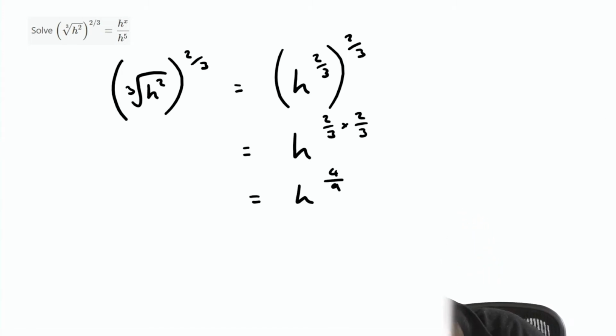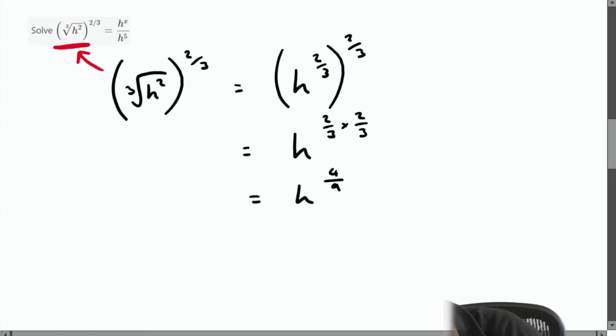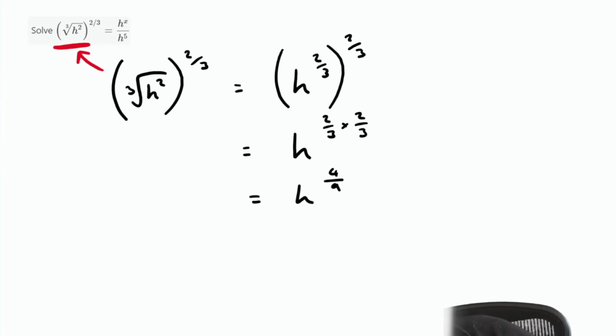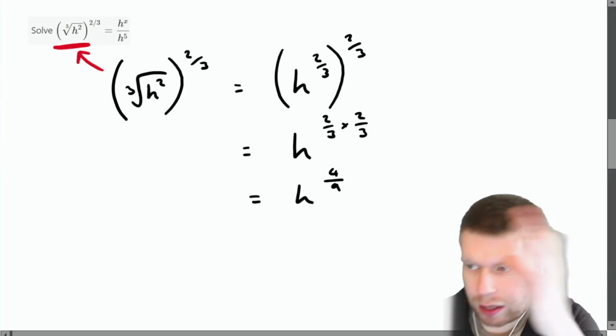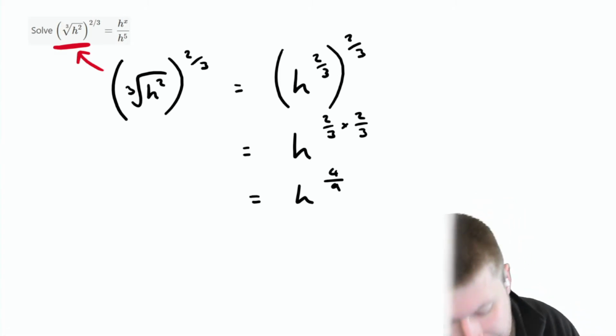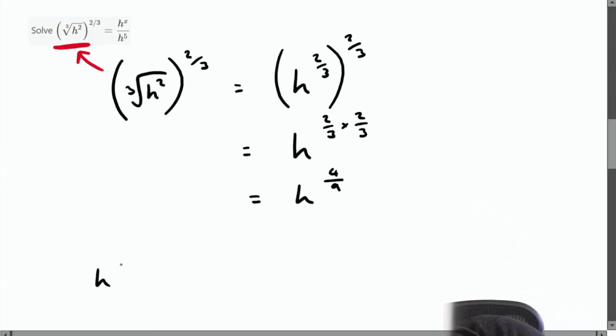But remember, that is only working with this part of the formula. So I'm just going to pop that back into my formula down here. So instead of writing an entire left-hand side with all the roots and the powers of 2/3 gubbins, I'm going to write it as h to the power of 4/9. And then this is going to be equal to the right-hand side, which is h to the power of x over h to the power of 5.